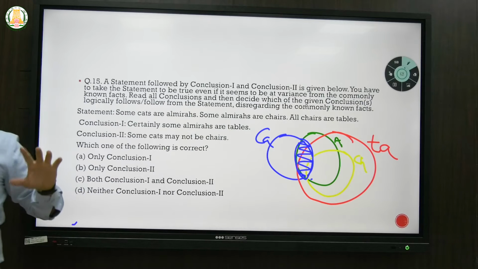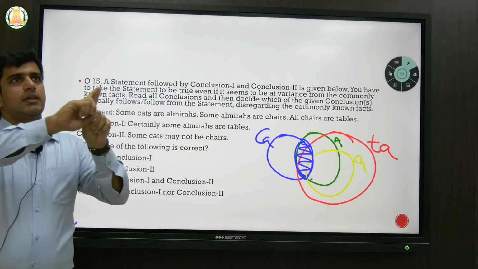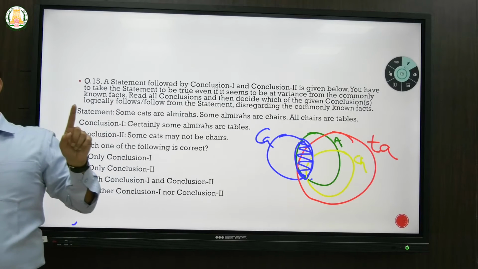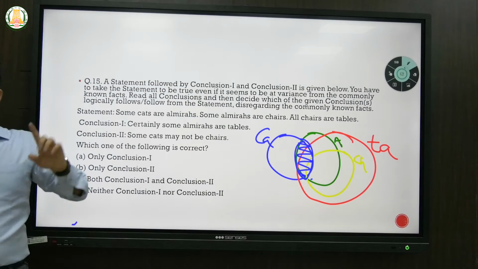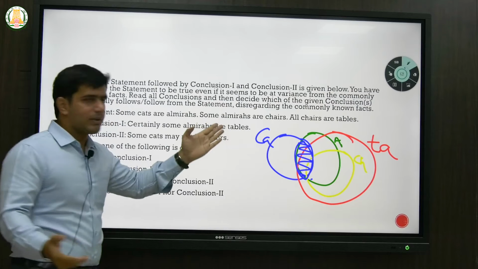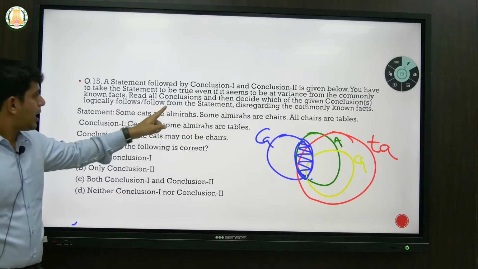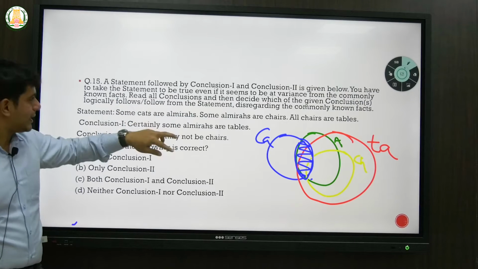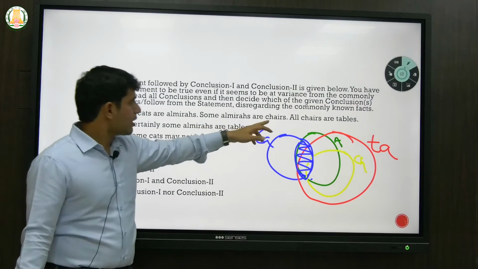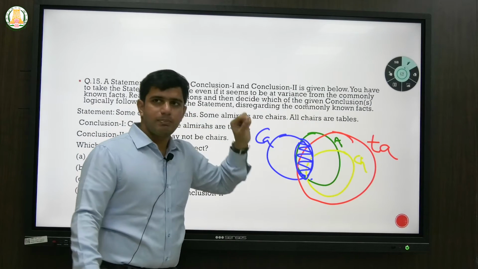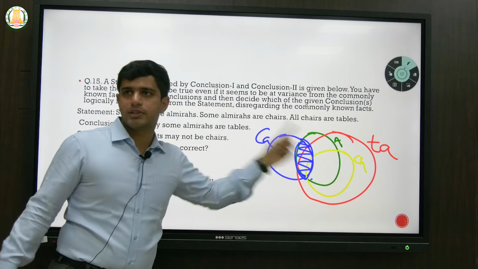What I drew earlier was an extreme example where nothing is common. Let's say there is one cat which is an almirah, there is another almirah which is a chair, but these need not be the same. In this case, they can be the same. There can be one object, because nothing prevents me from assuming that, because it says some cats are almirahs. I'll pick that almirah which is a cat, and I can say that can also be a chair. Nothing prevents me from assuming it. And since all chairs are tables, that particular thing can also be a table. So that one particular object can be all these four things.